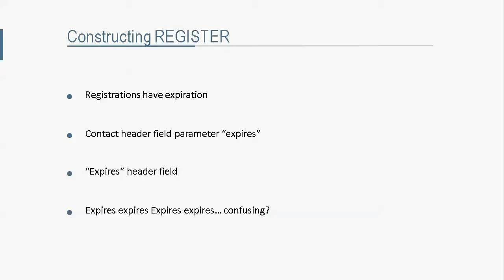Unfortunately, all good things come to an end, and registrations are no exceptions. When a user agent client sends a REGISTER request, it may define an expiration for the registration. There are two ways a user agent client could define an expiration for a registration. First way is using Contact header field parameter expires. By using a Contact header field parameter, a user agent client can actually choose different expiration values for different contact addresses.